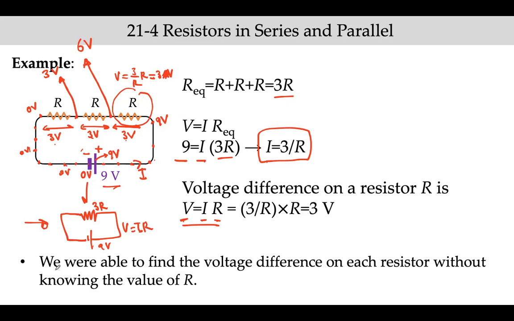And finally, for this slide, we were able to find the voltage difference on each resistor without knowing the value of R. So even though we don't know what R is, we were able to calculate the voltage difference on each circuit element. So we don't know R, we don't know I exactly. Well, we know the expression, but we don't know the numerical value. But we know the numerical values of the voltages, even though we don't know the R.